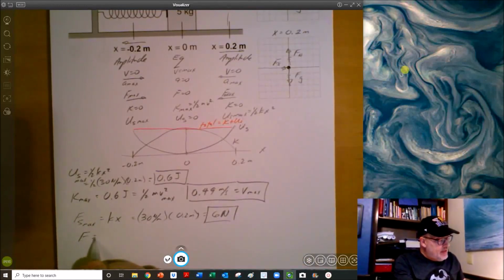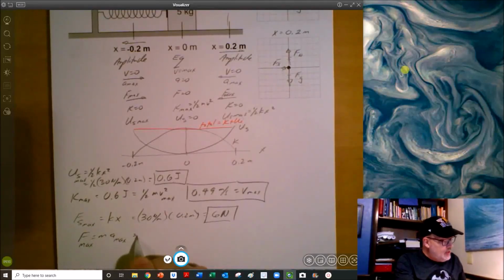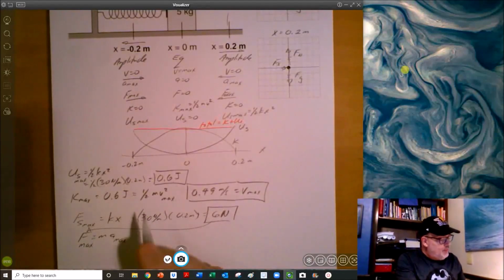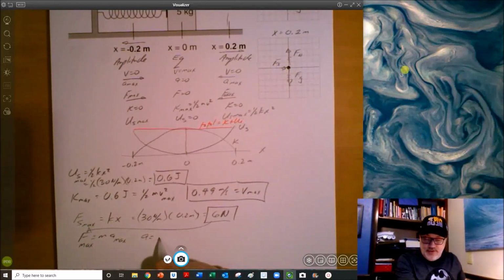Since F equals ma, we can find out what this maximum acceleration would be with our maximum force when we're at the maximum amplitude. That would just be this force here and then the mass of 5 kilograms, and if we plug all that in, we'll get an acceleration of 1.2 meters per second squared.